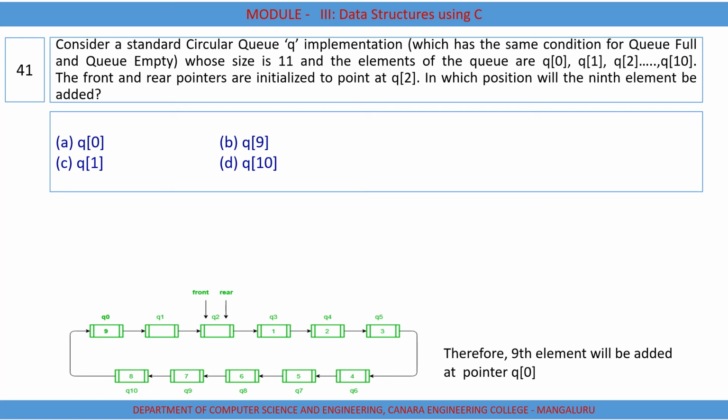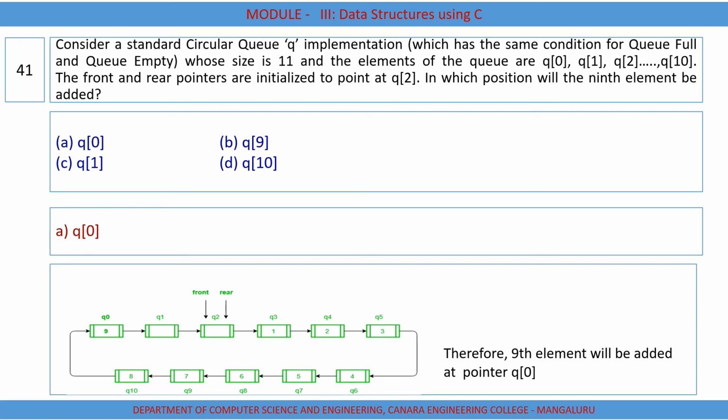So front and rear are pointing at q2, and the ninth element has to be added. Counting 1, 2, 3, 4, 5, 6, 7, 8, the answer is q0, because this is the 8th position. So another element should be added as the ninth, which means it should be added at the position q0. Since both front and rear are pointing at q2, it is understood that q1 as well as q0 are empty. So the ninth element is inserted at q0.